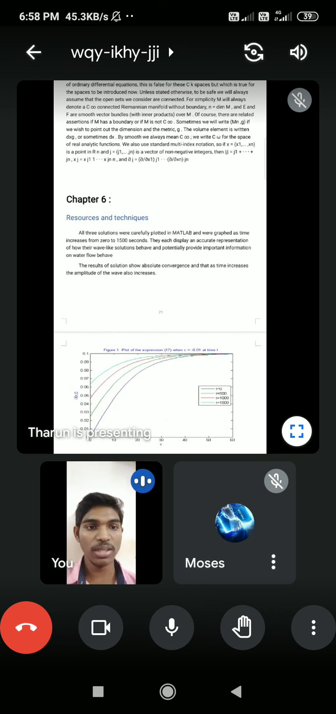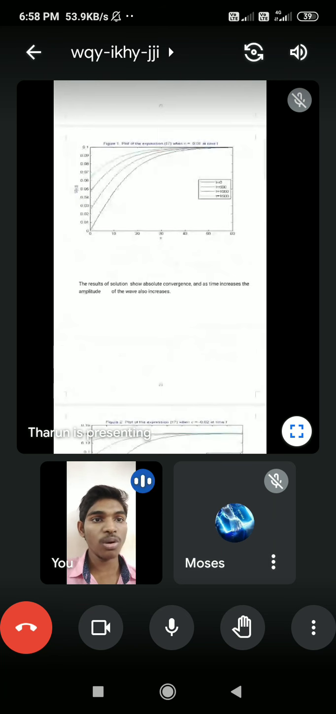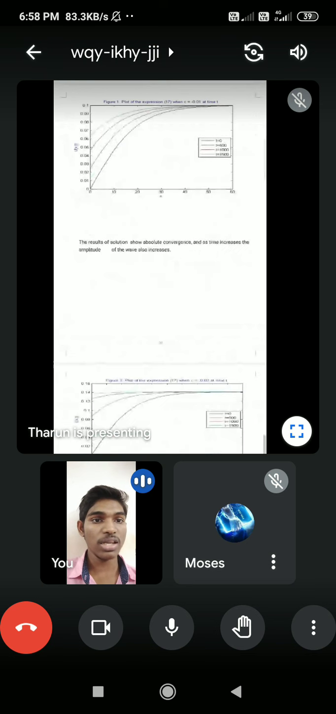The result of the solutions shows convergence, and as time increases, the amplitude of the wave also increases. Plot of the expression: the result of the solutions shows convergence, and as time increases, the amplitude of this wave also increases.